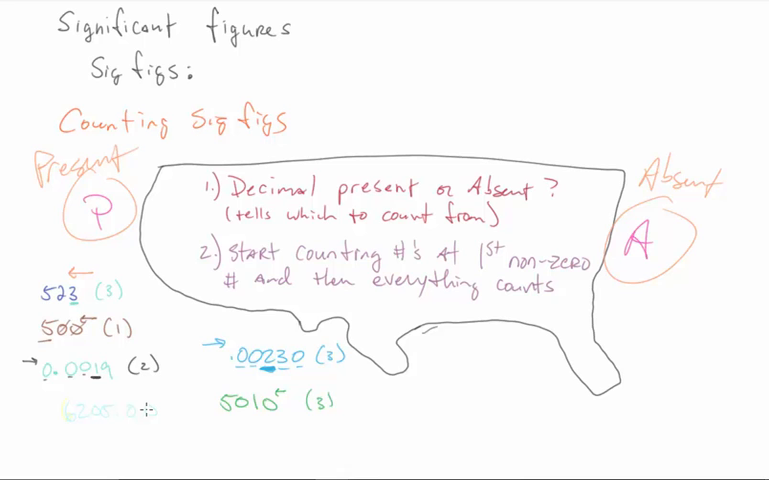6,205.00. Well, is a decimal present or absent? It's present. I'm going to start counting from that direction, and I will start counting at the 6. So I go 1, 2, 3, 4, 5, 6, and in that particular number, I have 6 significant figures, all right? So counting sig figs, think of your relationship: Pacific Ocean, Atlantic Ocean, tell you which side of the number to start counting from. Just know that you start counting at that first non-zero number, and then everything after that does count.